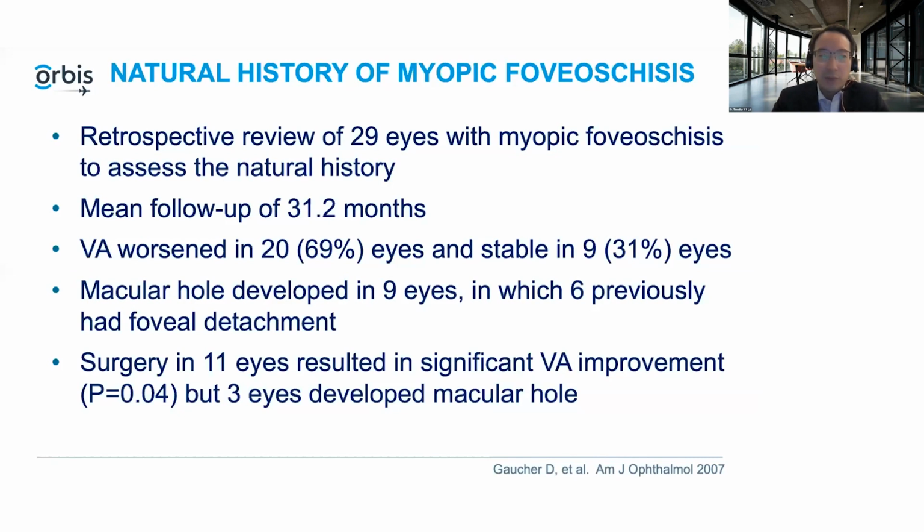In terms of natural history, a study has been performed looking at 29 eyes with myopic foveal schisis, followed up for about 2.5 years. You can see that over these 31 months, 20 eyes, about 70% of eyes, had vision worsening, whereas the remaining 30% had stable vision. And 9 eyes actually developed a macular hole, and 6 of these had a full field detachment prior to the macular hole formation. Surgery was performed in 11 eyes and resulted in significant visual improvement.